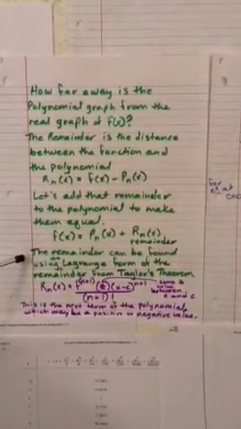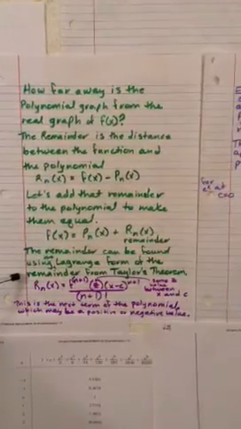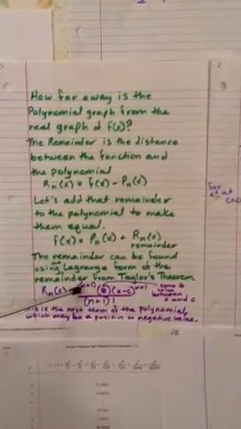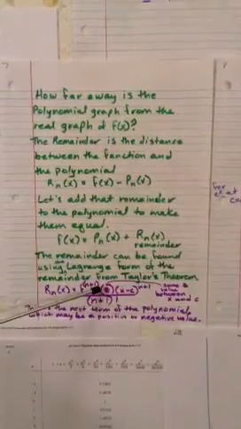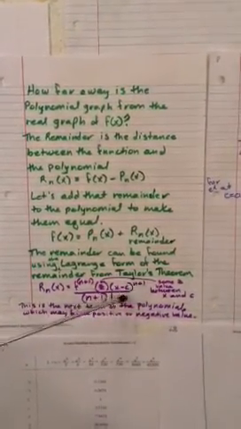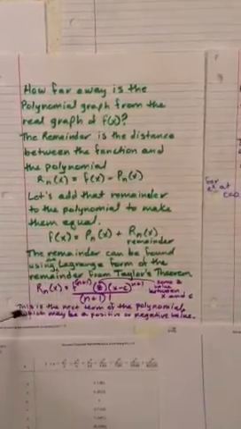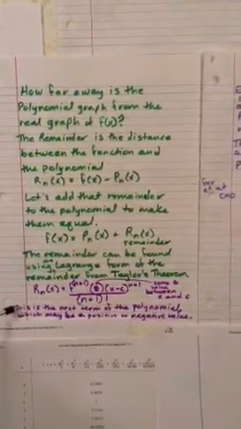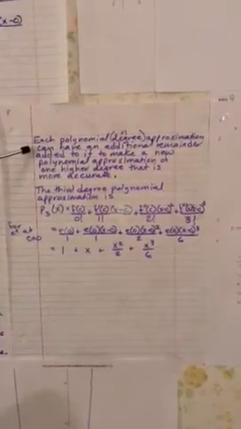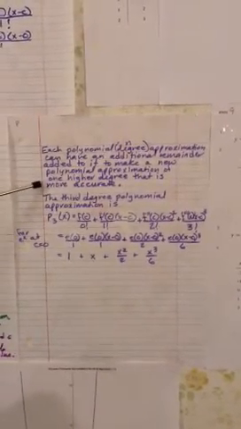The remainder can be found using the Lagrange form of the remainder from Taylor's theorem. R sub n of x equals the n plus 1th derivative of f at z, some z value between x and c, times x minus c to the n plus 1 over n plus 1 factorial. This is the next term of the polynomial that we are going to add, which may be a positive or negative value. Each polynomial of n degree approximation can have an additional remainder added to it to make a new polynomial approximation of one higher degree that is more accurate.